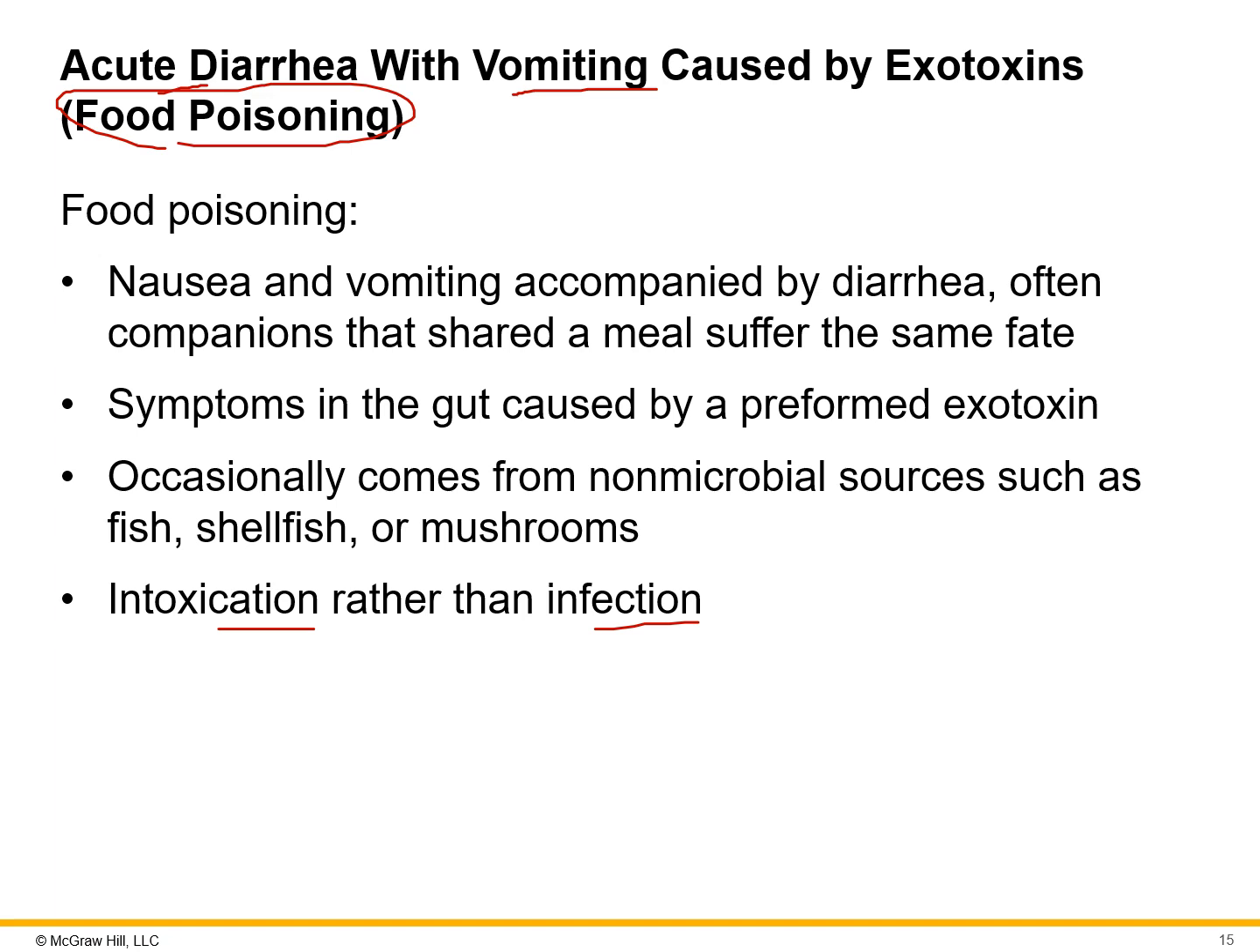The symptoms are similar though. So we have nausea and vomiting, typically accompanied with diarrhea. They look very similar, but again, they're caused by that exotoxin. So it's a toxin that has been released by the microbes, usually, but it can also come from non-microbial sources, like fish, shellfish, or mushrooms. But again, this is an intoxication. It's consuming toxins more so than consuming the microbe itself that leads to an infection.